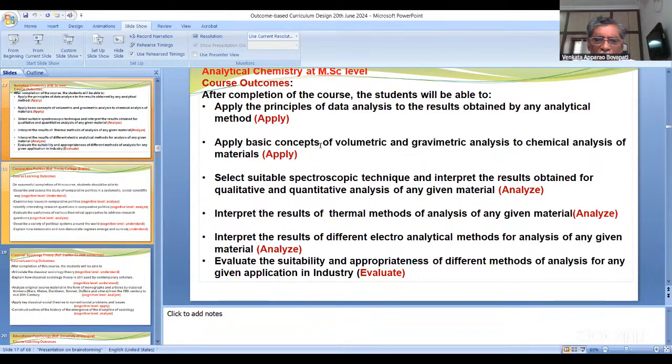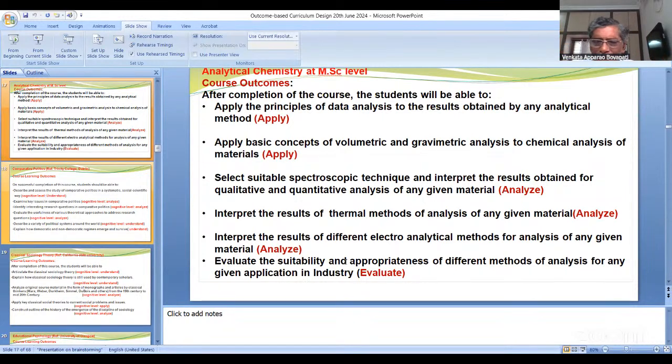Apply basic concepts of volumetric and gravimetric analysis, apply level. Select suitable spectroscopic technique and interpret the results obtained by qualitative and quantitative analysis of any given material, analyze level. Interpret the results of thermal methods of analysis of any given material. Interpret the results of different electroanalytical methods of analysis, analyze level. Evaluate the suitability and appropriateness of different methods of analysis for a given application in industry, evaluate level. You see here, apply, analyze, and evaluate. 2 apply level, 3 analyze level, 1 evaluate level.